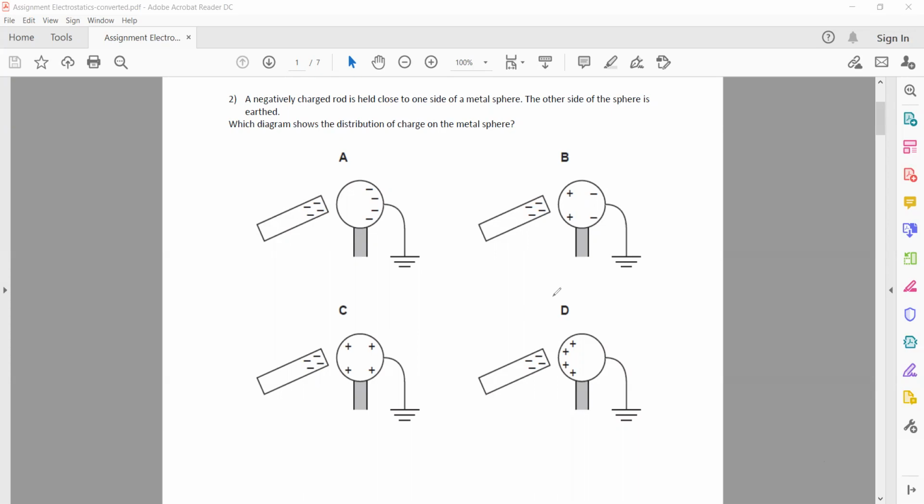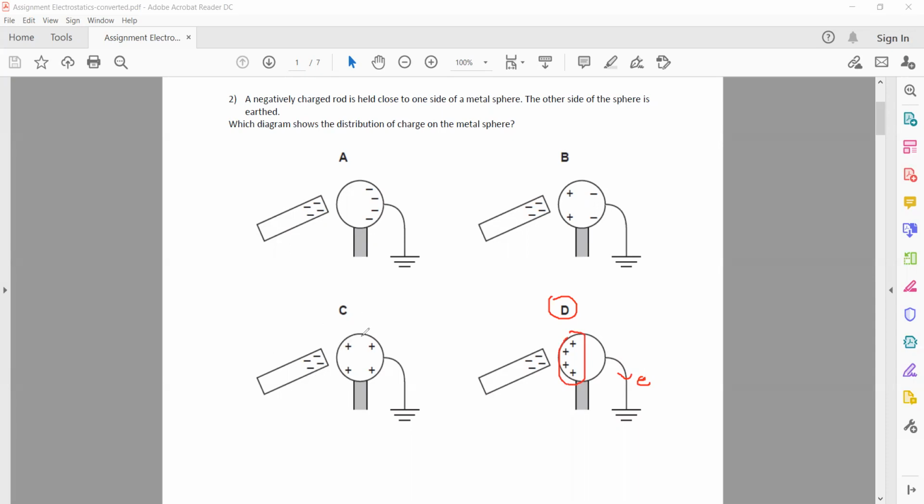So D is the right answer. Because what happens when you bring a negatively charged rod? Like charges repel, unlike attract, and electrons will move out. So when a majority of electrons move out, most of the positive charges are on one side.